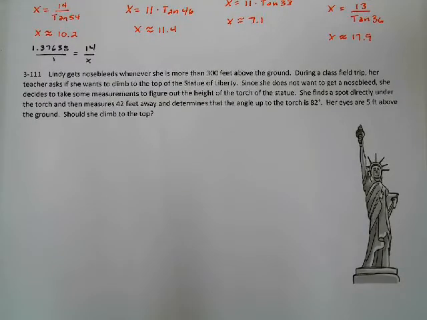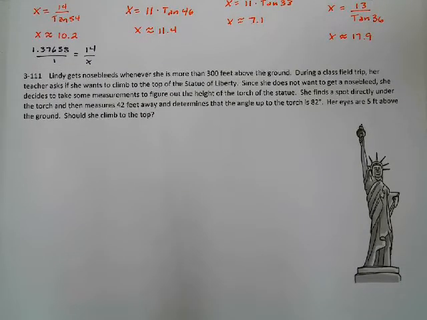During a class field trip, her teacher asks if she wants to climb to the top of the Statue of Liberty. Since she does not want to get a nosebleed, understandable, she decides to take some measurements to figure out the height of the torch of the statue. She finds a spot directly under the torch that measures 42 feet away and determines the angle is 82 degrees. Her eyes are 5 feet above the ground. Should she climb to the top?